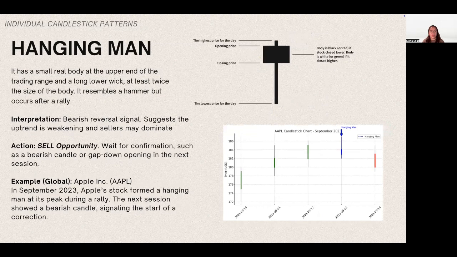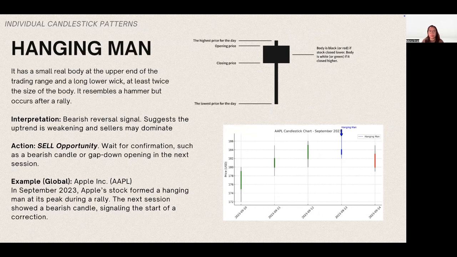Next is the hanging man. As you can see, it resembles a hammer, but a hanging man occurs after a rally. So the hanging man is a bearish reversal pattern that occurs at the top of an uptrend. Now, if a hanging man is confirmed by a bearish candle in the next session, it could signal a sell opportunity. So traders might exit their long positions or even consider short selling.